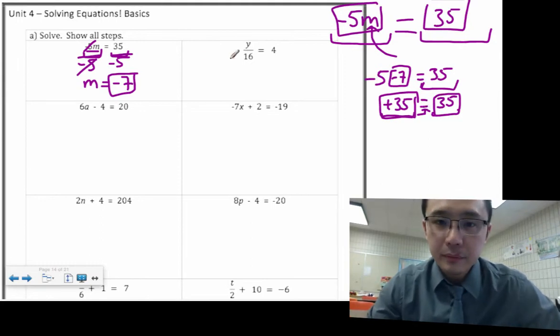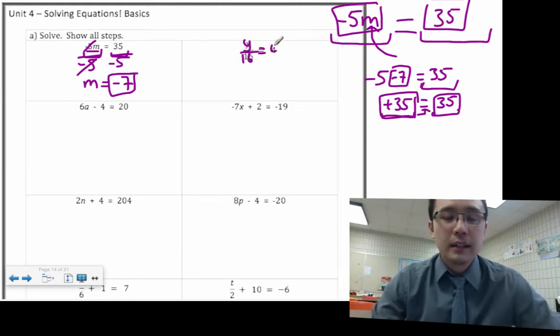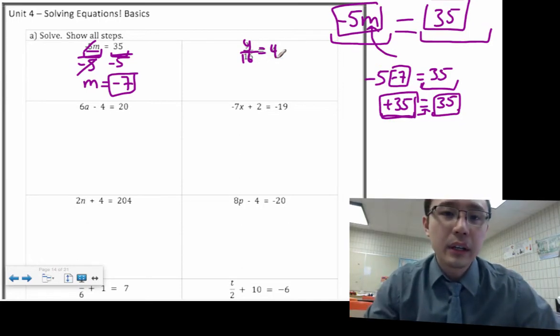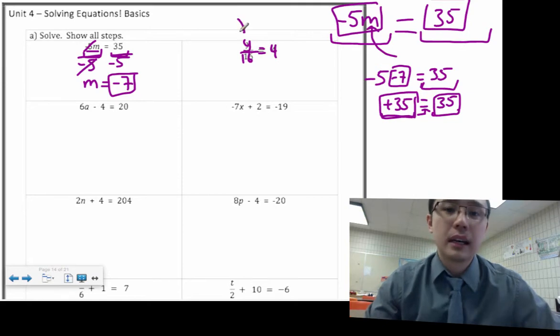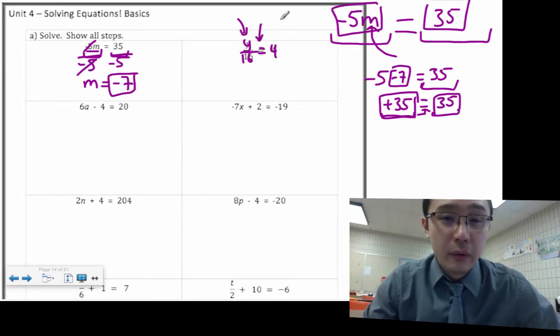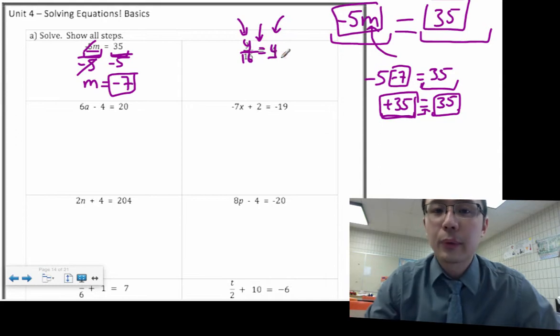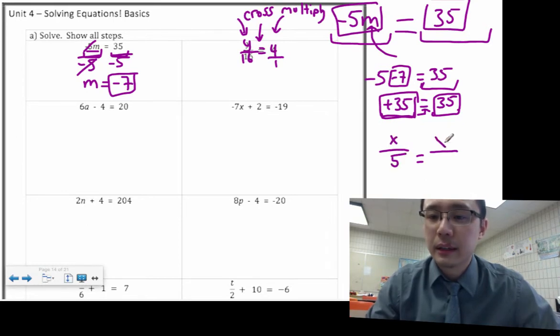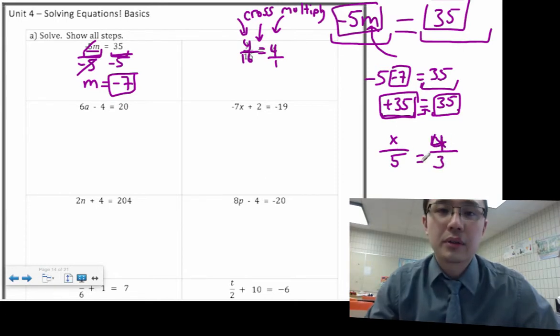Number 2: y over 16 is equal to 4 over 1. This one is a little bit tricky because that's a fraction, and nobody likes fractions. One key thing is whenever you see a fraction with an equal sign, if we make this into another fraction by putting it over 1, we can do something called cross multiply. This is only done if you have two fractions, so fraction equals fraction, like 4 over 3.